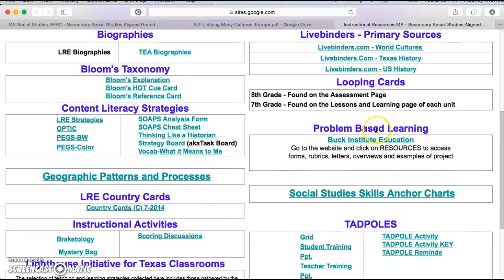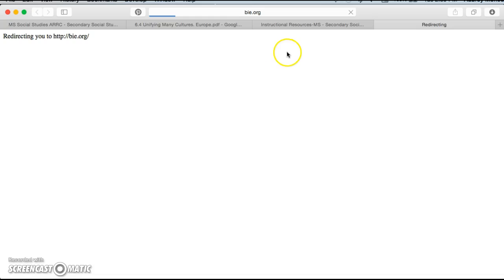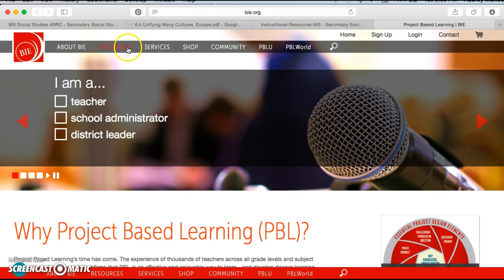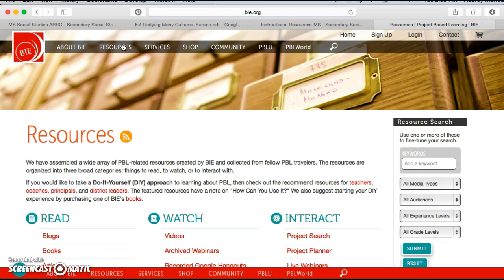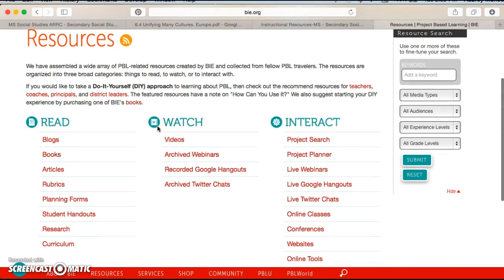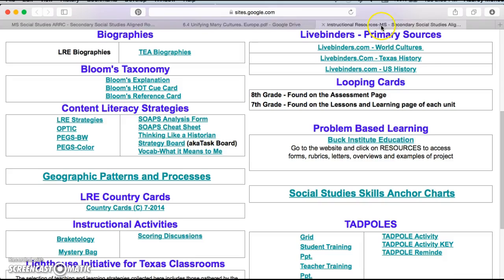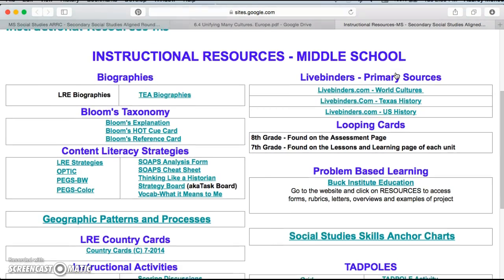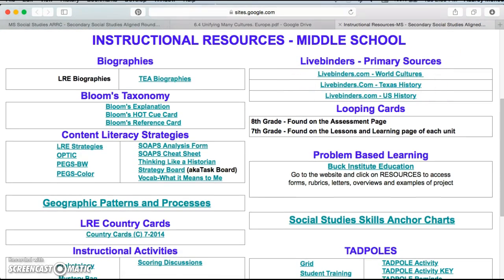Okay. And then over here, they talk about problem-based learning and project-based learning. So if you click on this website and then click resources, it gives you links for rubrics, examples of project-based learning, overviews of it. Going back to instructional resources, live binders, which students can use to organize their learning online unit by unit.